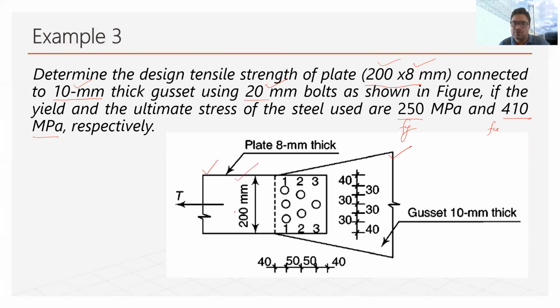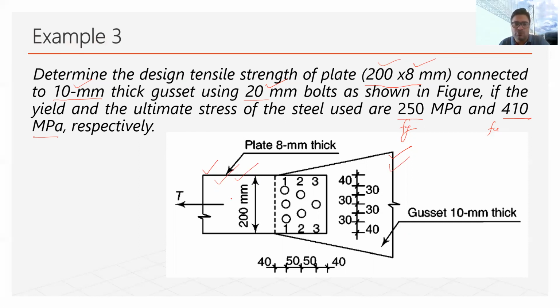Why the plate only? Because the thickness of the gusset plate is higher than the thickness of the plate. So most probably, if any plate is to fail, in this case it will be this plate, because the thickness is less. Because of that, the strength will be low, and the cross-sectional area will be low.